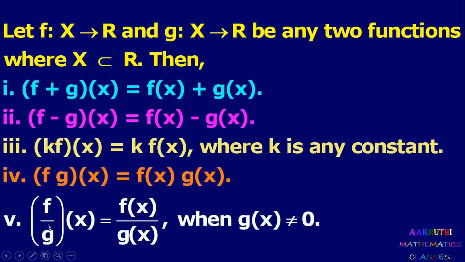So next one, (f divided by g)(x). It can be written as f(x) divided by g(x) when g(x) is not equal to 0. We can write (f by g)(x) equal to f(x) by g(x), provided g(x) is not equal to 0.